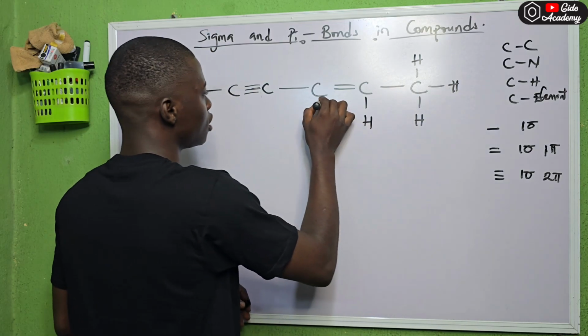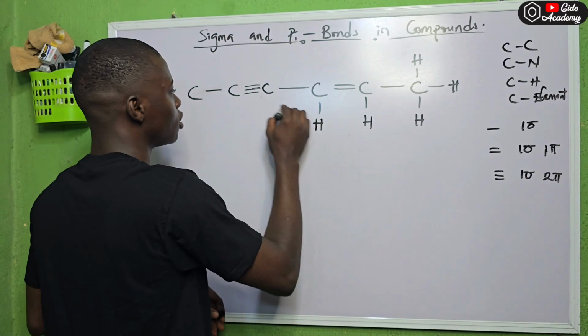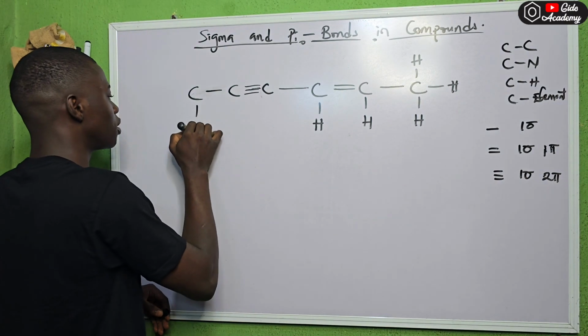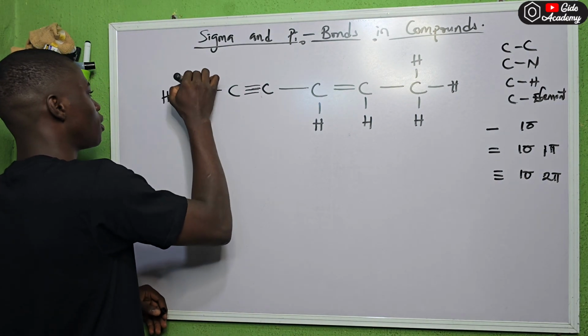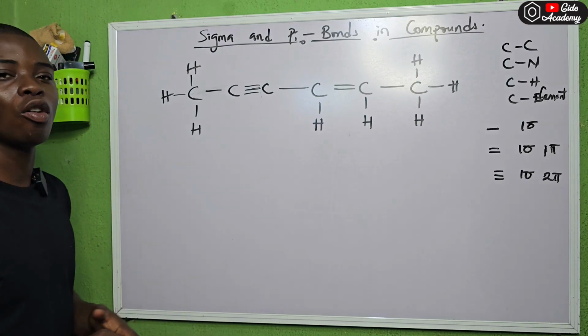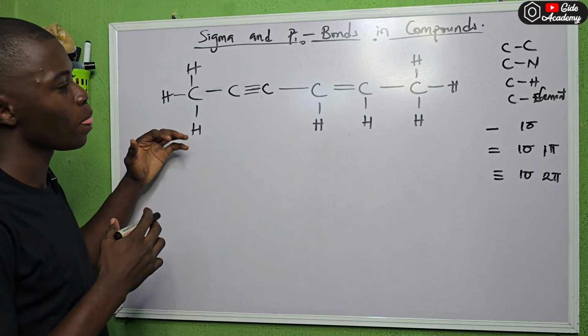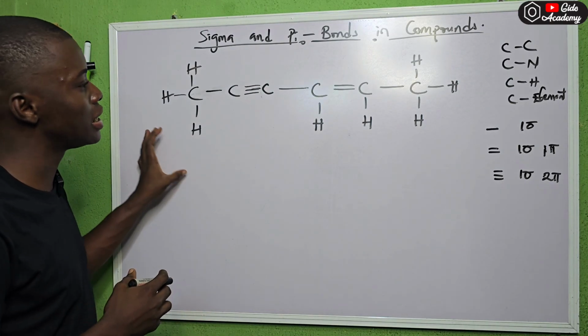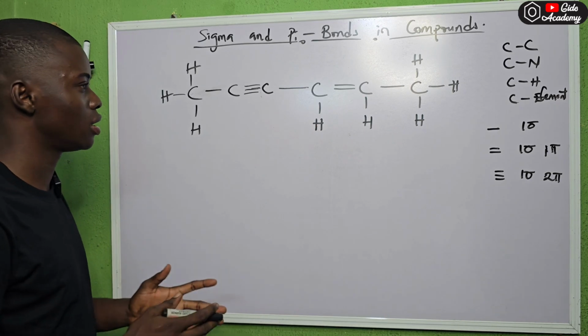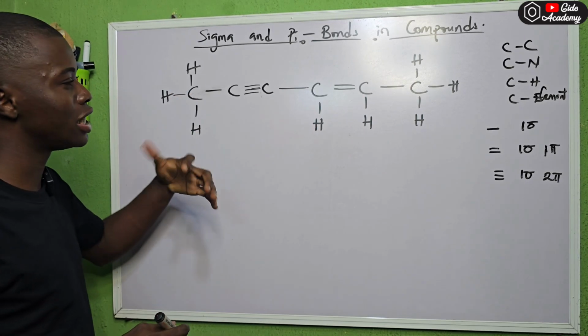A bond is missing. Now, a question might come in this format in your exam. How many sigma bonds are present in this particular compound? Please, how many sigma bonds are present?